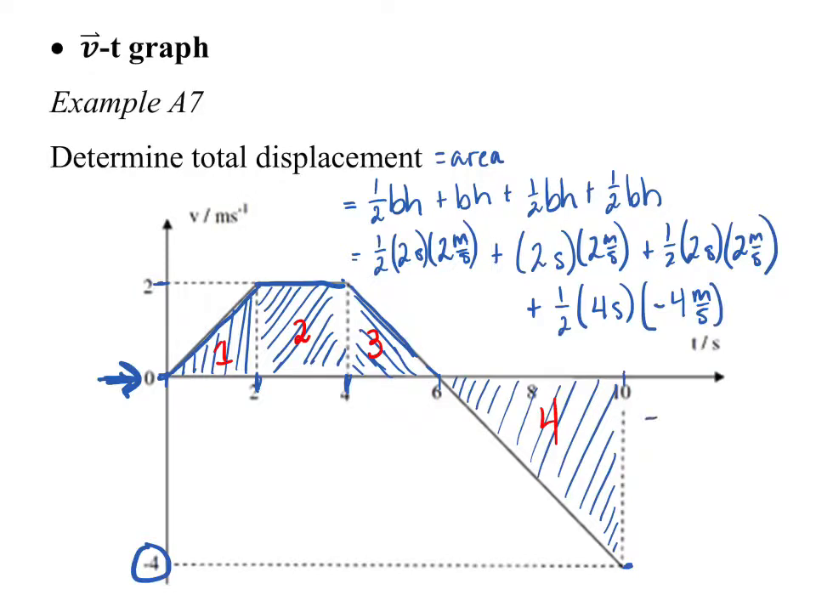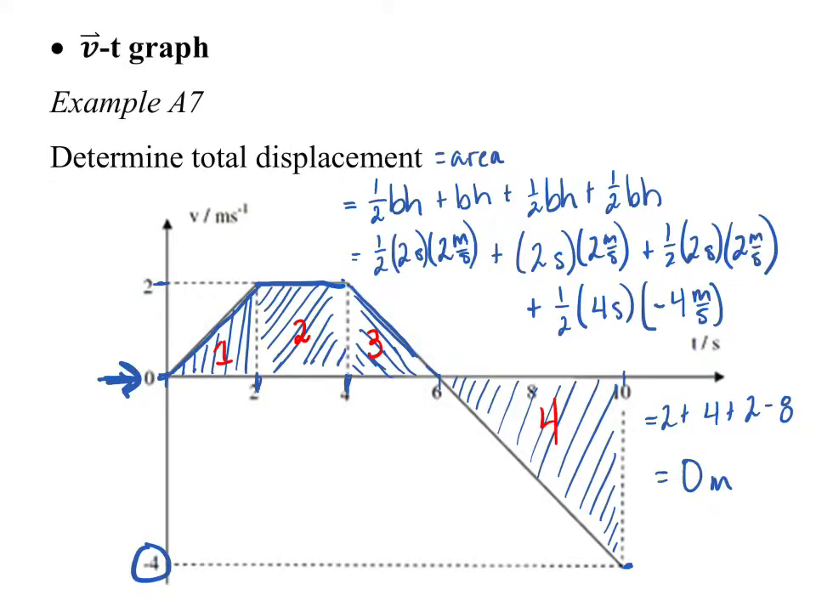Okay, so what do we got here? Don't bring out your calculator. You can do this all in your head. 1/2 times 2 times 2. 1/2 times 2 is 1 times 2 is just 2. Plus 2 times 2 is 4. Plus 1/2 times 2 is 2, plus 1/2 times 4 times -4. Well, 1/2 times 4 is 2 times -4 is -8. Oh, look at that. 2 plus 4 is 6 plus 2 is 8 minus 8 is 0.